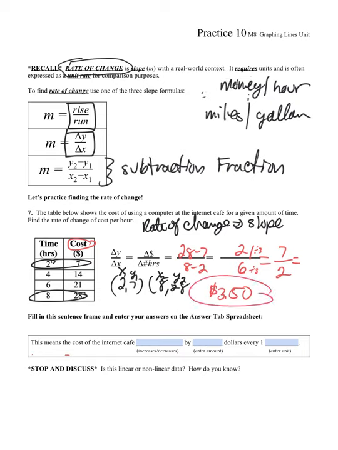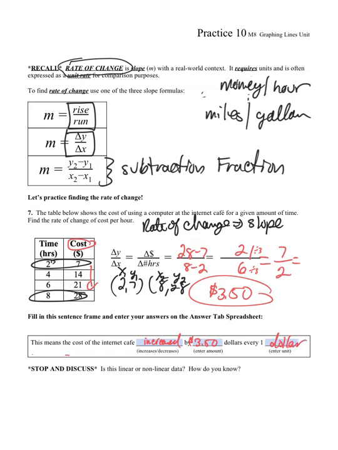Okay. So if you want to fill in this tab, this means the cost of the internet cafe, because 3.50 is positive, and you can see that the numbers go up here, increases by $3.50 with every $1. Because remember, it's 1 unit, so you have to get it down to $1.